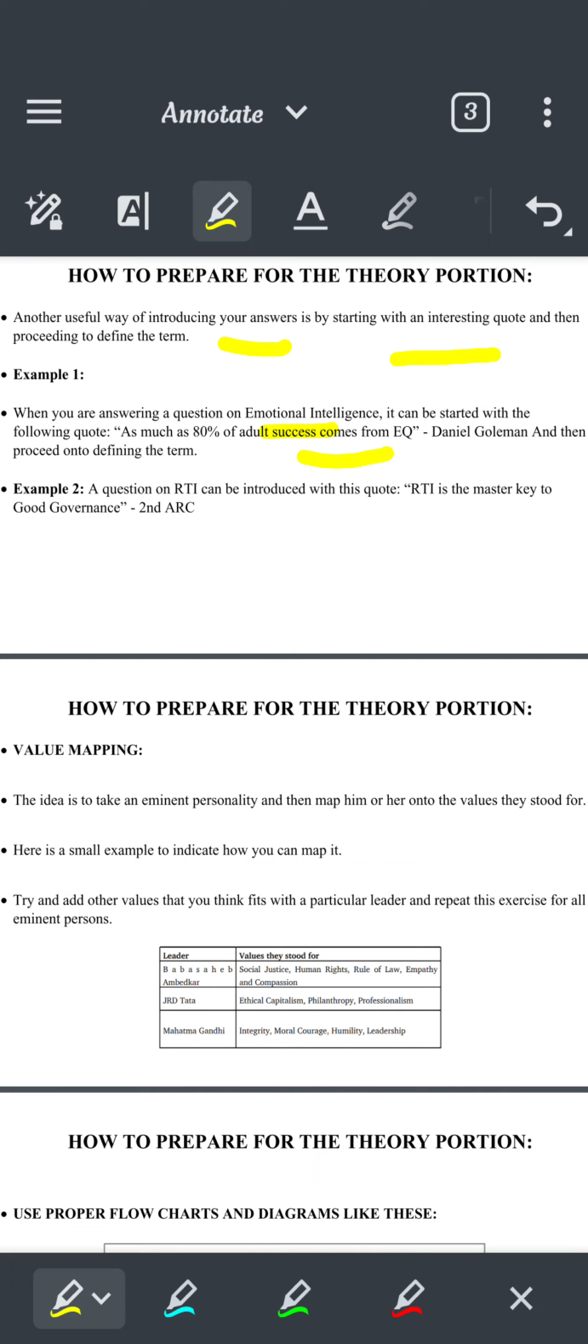So example 2 is a question on RTI, which can be introduced with this quote: RTI is the master key to good governance, said by the Second ARC.